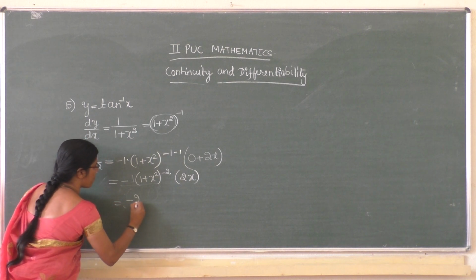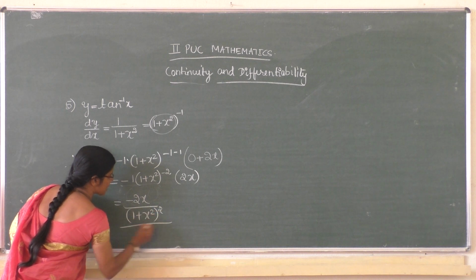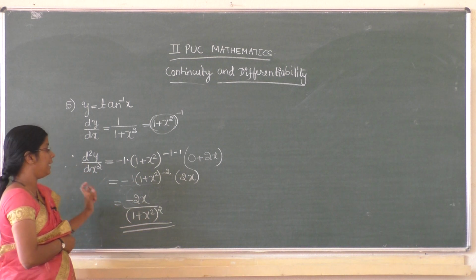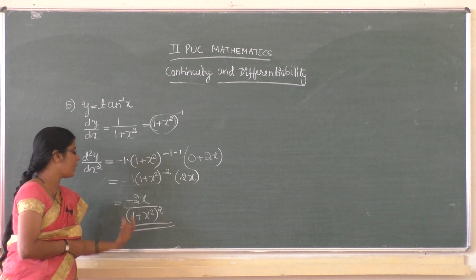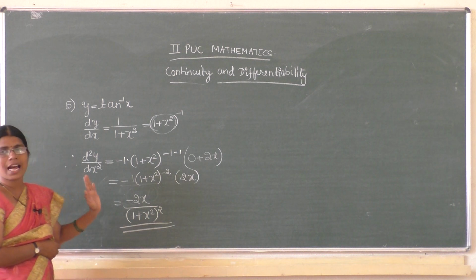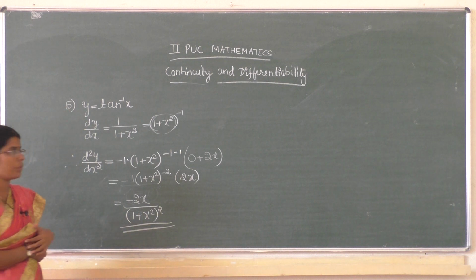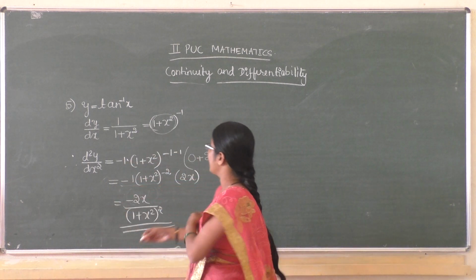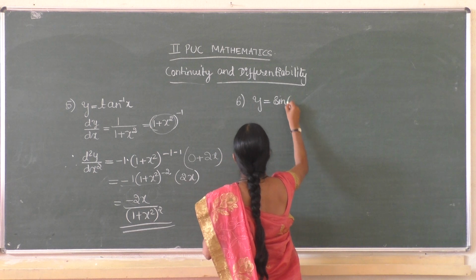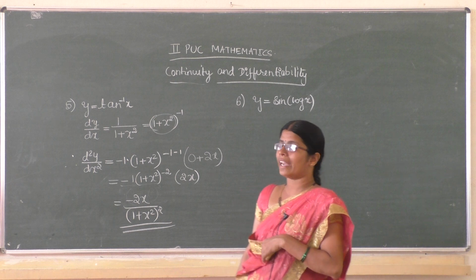So this becomes minus 2x by 1 plus x square whole square. Okay, power minus 2, when comes to the denominator it becomes plus 2. So minus 2x by 1 plus x square whole square is the second derivative of tan inverse x. Okay, so next function, y equal to sin log x. Okay, y equal to sin log x.